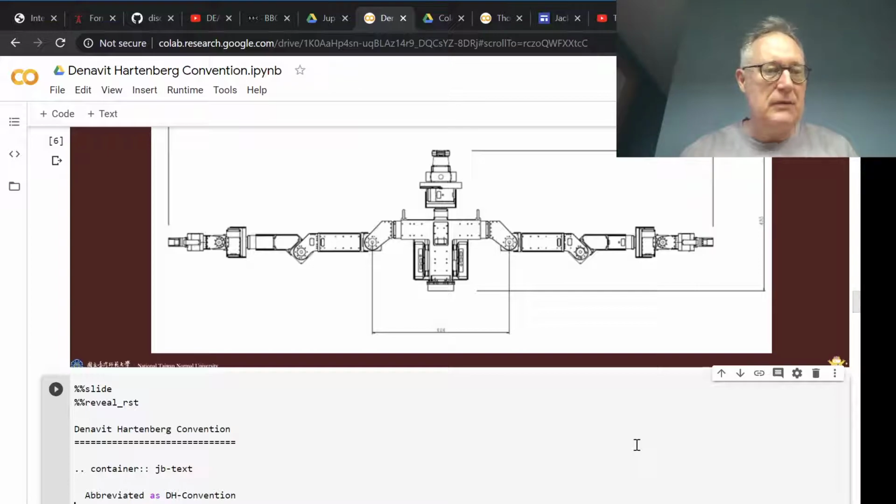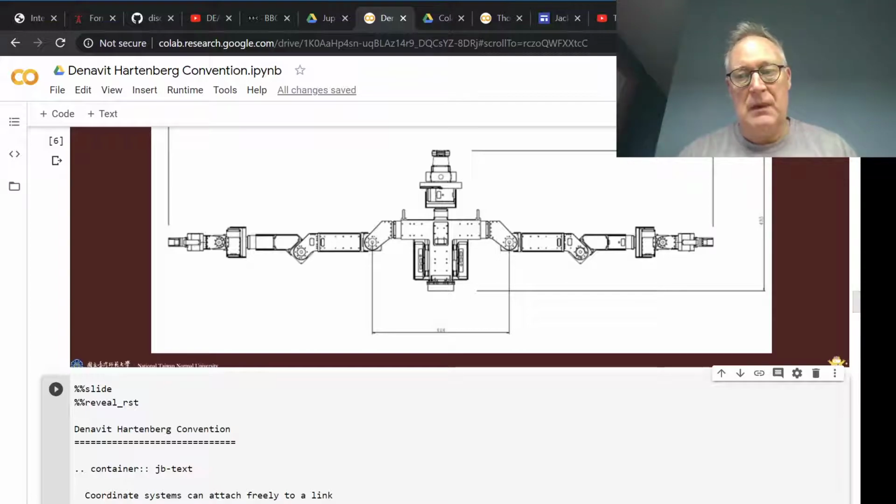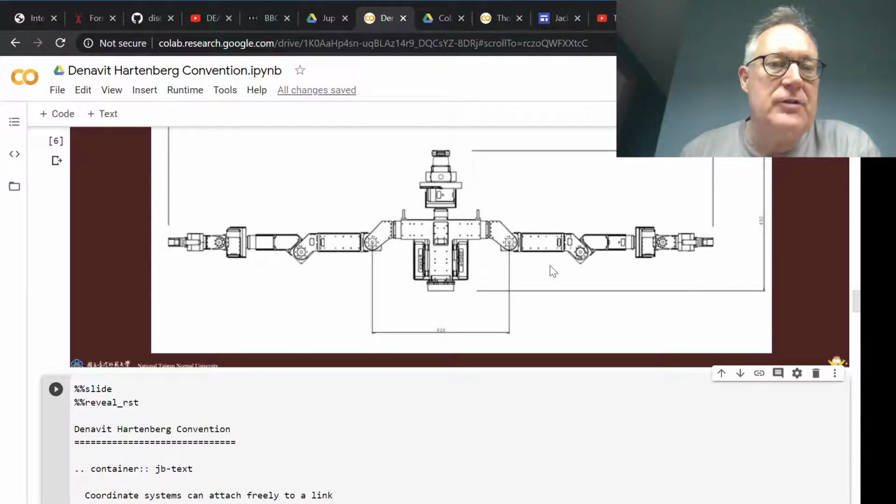Then the Denavit-Hartenberg Convention makes our life easier by constraining us, so it leads to a simplified setup. And in the DH convention, one way of thinking about it is that our transformation matrix is a 4x4 matrix, right?